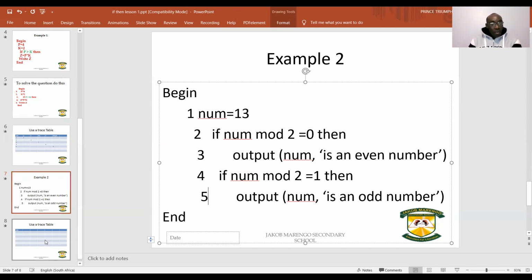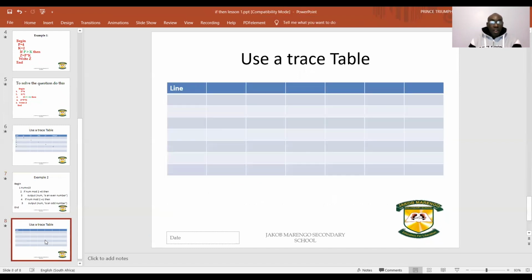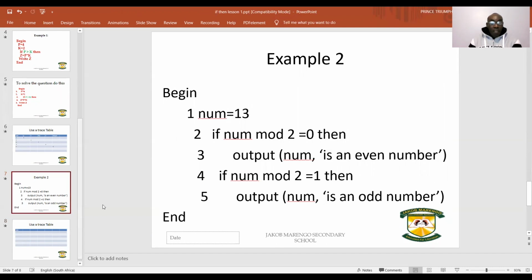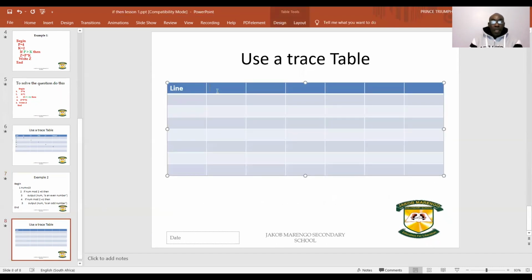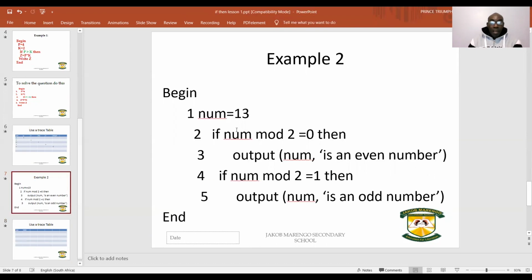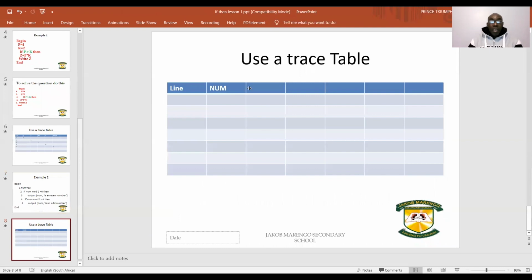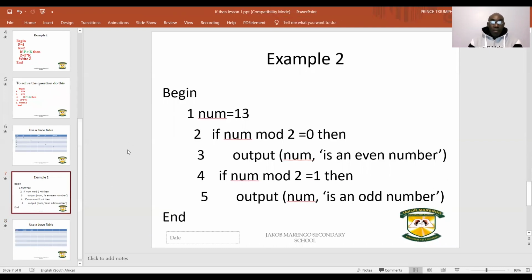So the same thing you are going to do, you go back to your trace table. Then you put in your variables. Here, I deliberately left the variables. I want you to put them in, but let me guide you a bit. What are my variables? I have num. What else do I have? I have the decision, which is the if.